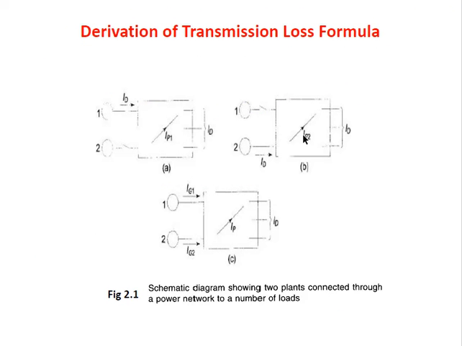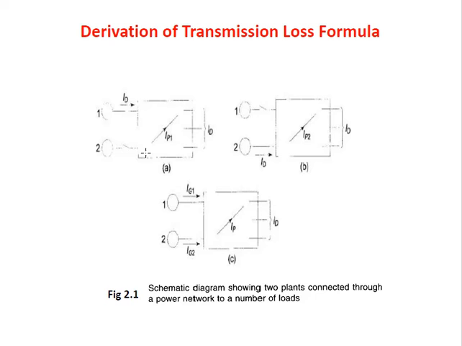First we consider a two plant system connected through a single power network to a number of loads. You can observe this in figure 2.1. Here the two generating stations are connected to a power network, in which the network carries current IP1, and it satisfies the load, which is ID. So that is the total load current ID.